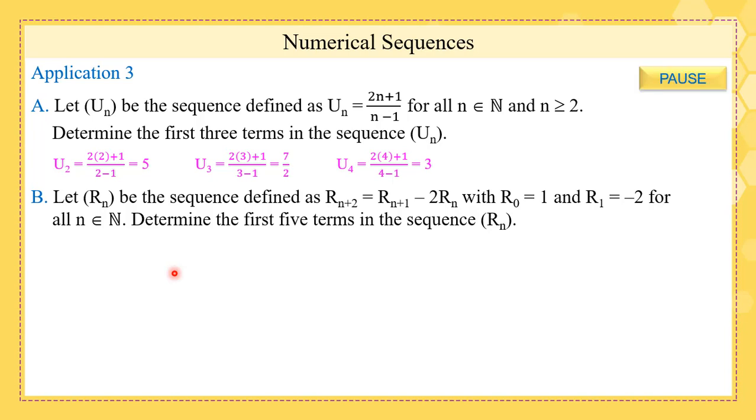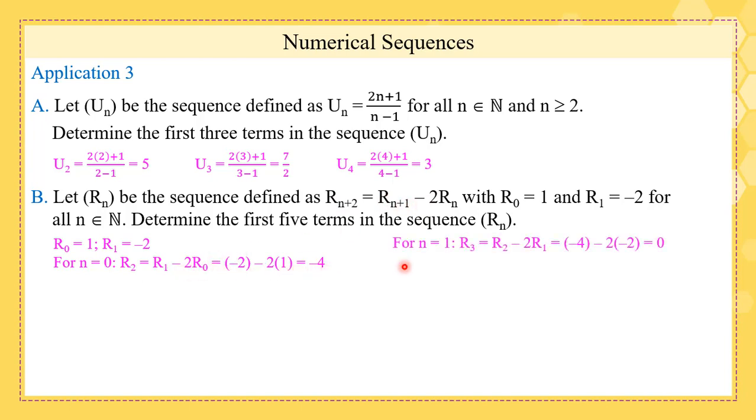Try to do it alone. For n equals 0, we see that R2 is R1 minus 2 R0, we replace. For n equals 1, we also replace, we get 0, and for n equals 2.